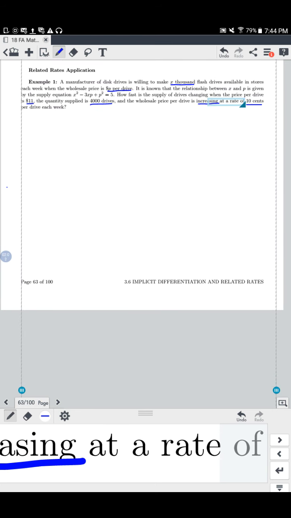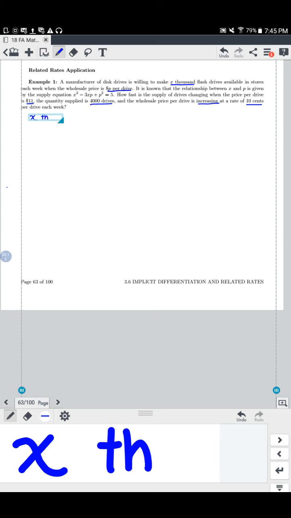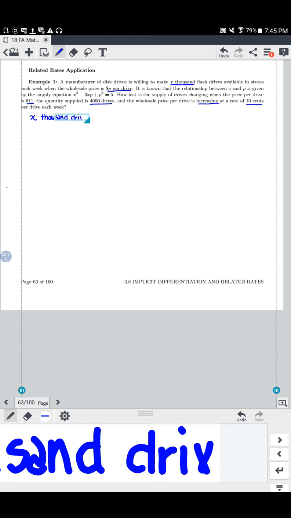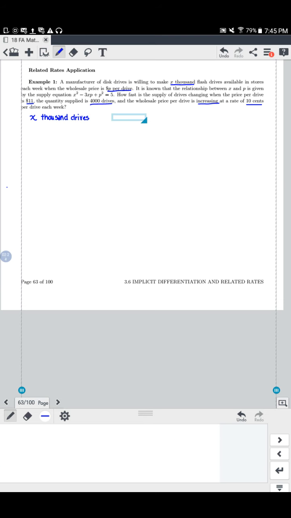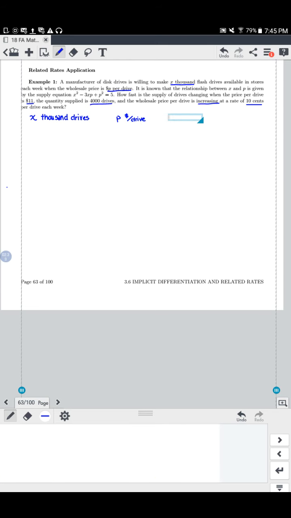So we're going to do the same setup and it'll help us solve all these problems. So my first variable I'm given is x thousand drives. So I'm just going to write that out and we'll do this every time. So we have x thousand drives. The next variable I'm given is p. p is in dollars per drive. That's how much we're charging for each of them.